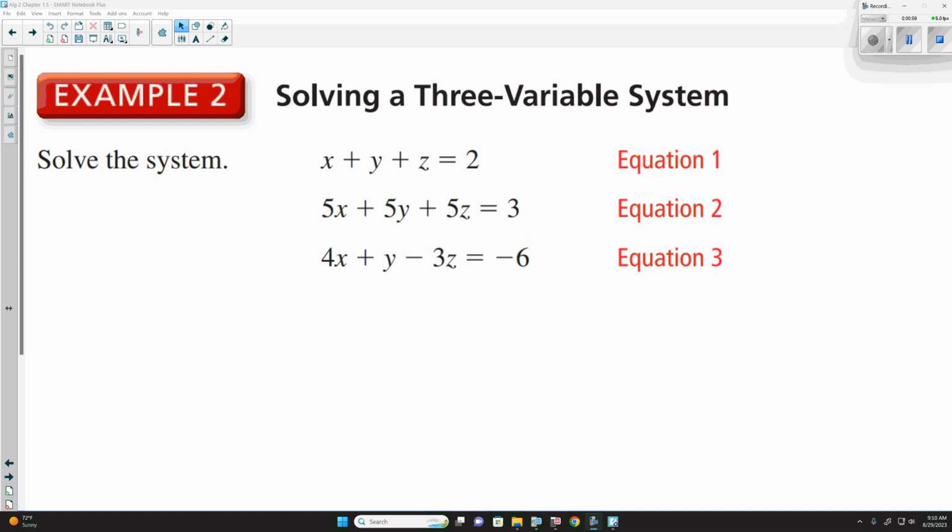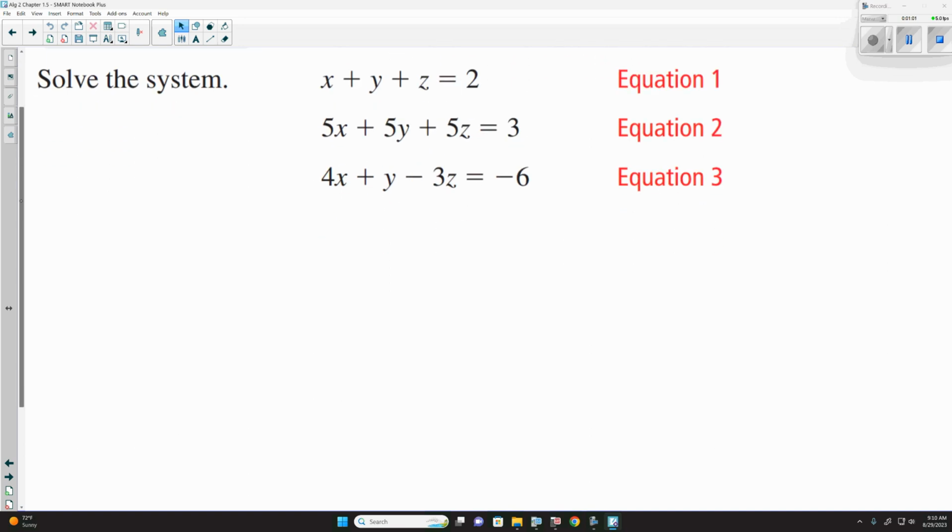So I'll let y'all pick. Which one are we going to eliminate first? X, y, or z? We'll do y first, because that's what we picked. So we're going to eliminate y first.